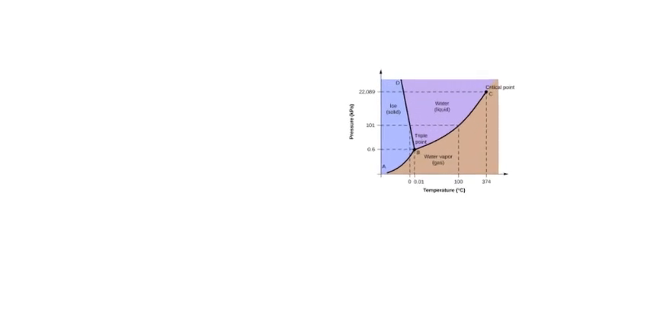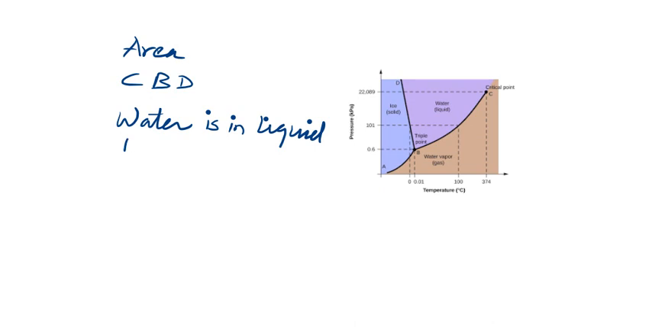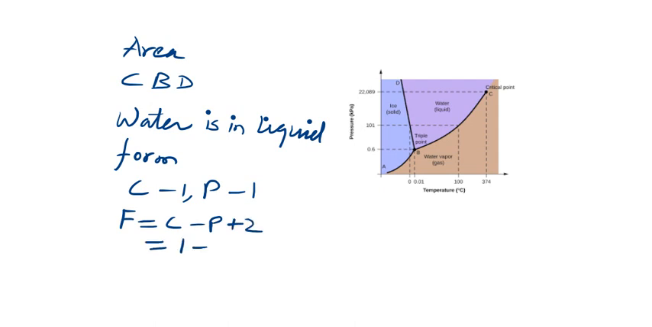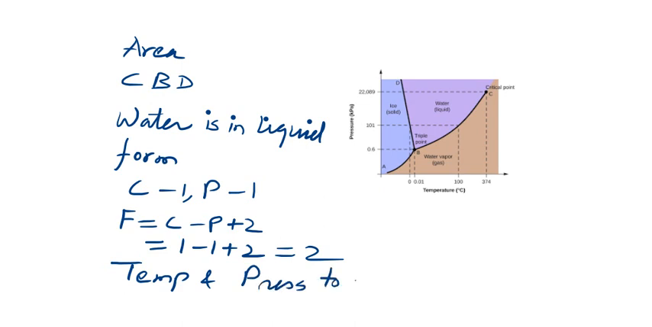If we consider another area, that is CBD, area CBD is for water as liquid. So in all this area, water is in liquid form, and thus again component is 1, phase is 1, that is liquid. F is equal to C minus P plus 2, and that becomes 1 minus 1 plus 2 is equal to 2. Again you require temperature and pressure to define the point.